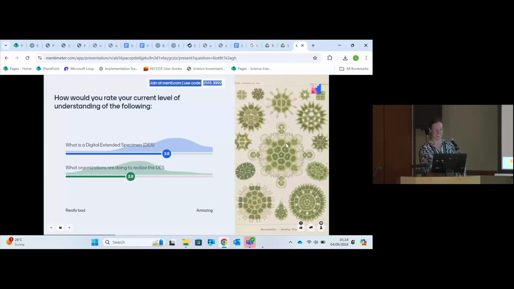Okay. And actually the responses that you are giving us I think are pretty good. And the second part of this question is, what are organizations doing to realize the digital extended specimen? And there seems to be an impression we could do more, or we should do more, depending on how you see that. So that's very interesting feedback.